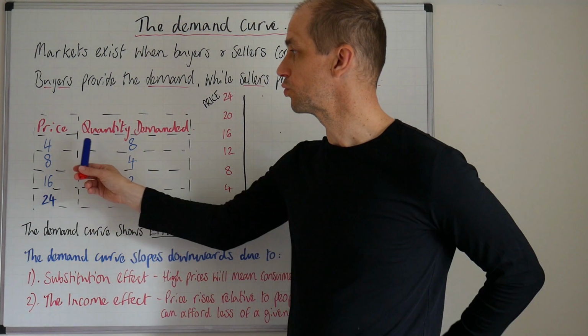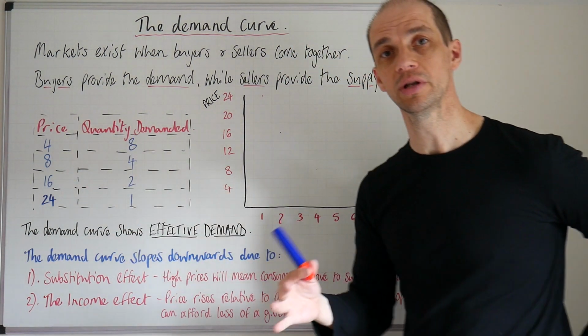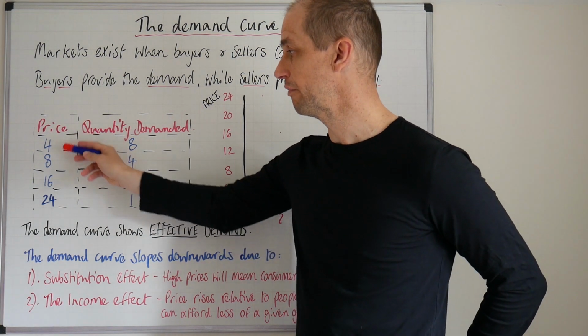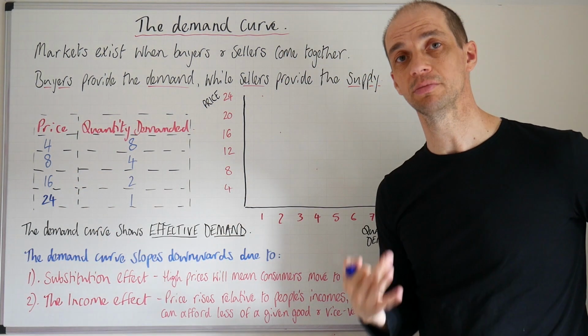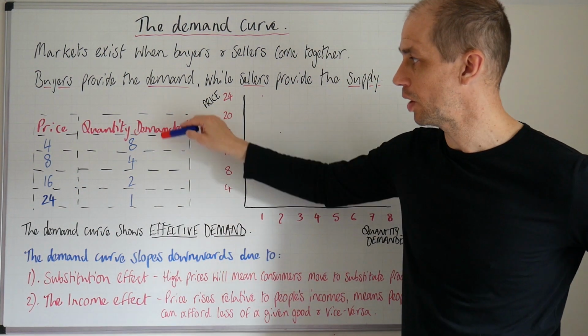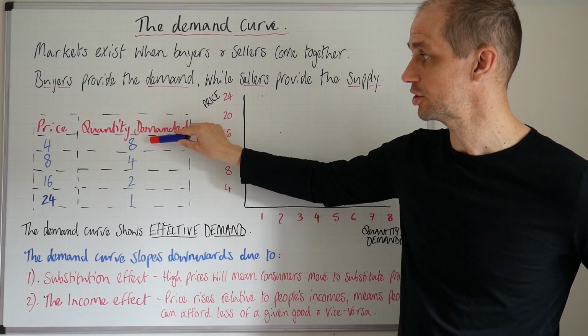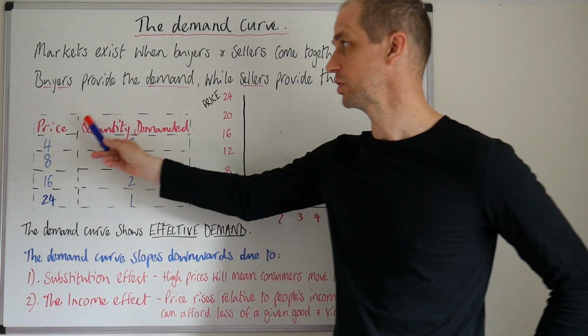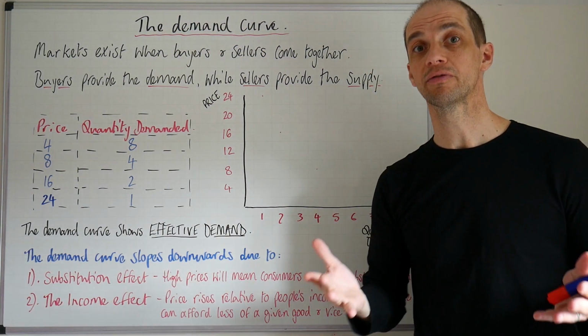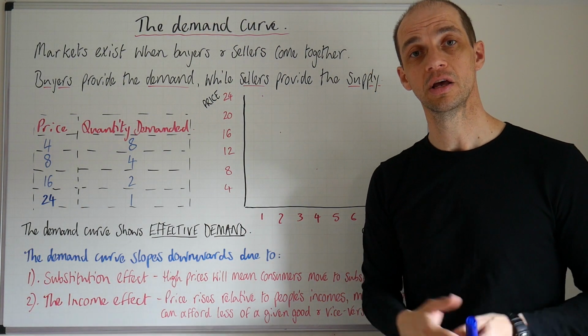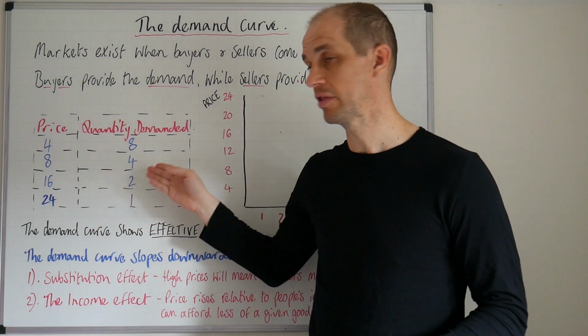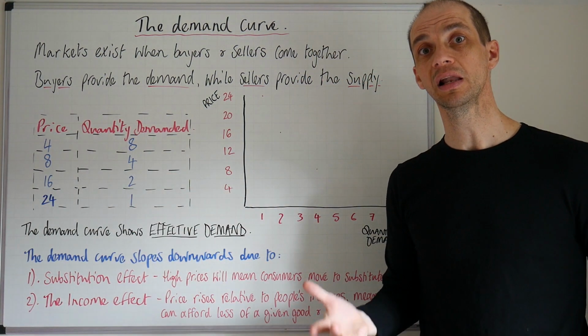Now you can see I've just drawn out a price and quantity demanded table here. We've got 4, 8, 16, 24 in terms of pricing. Meanwhile we can see the quantity demanded actually falls as the price level increases, and this is of course what we would generally expect, that if the price is higher then demand for a product will be lower.